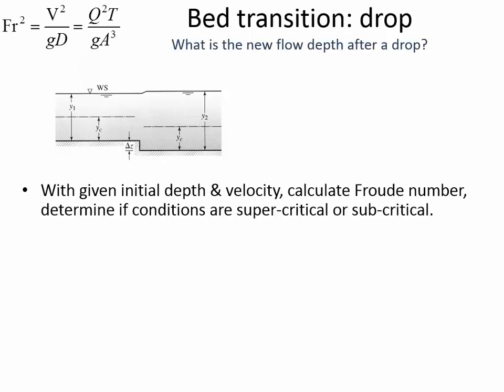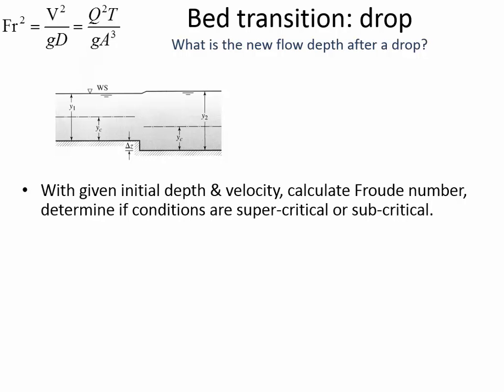We've added some energy there by having the bed drop down, and we are interested in finding out what the new depth downstream, Y2, will be. So Y1 was the upstream depth that we knew. Y2 is this new downstream depth after the water goes over this step. And so finding the new depth is a multi-step process, and one of the first things we want to do is find out whether conditions were supercritical or subcritical upstream.